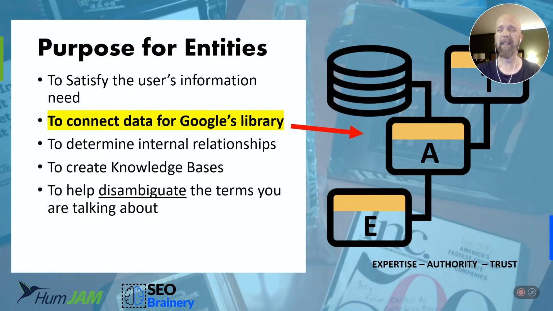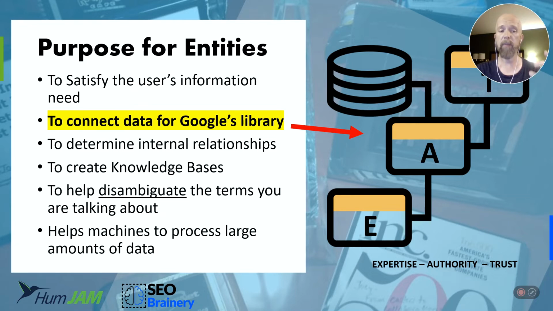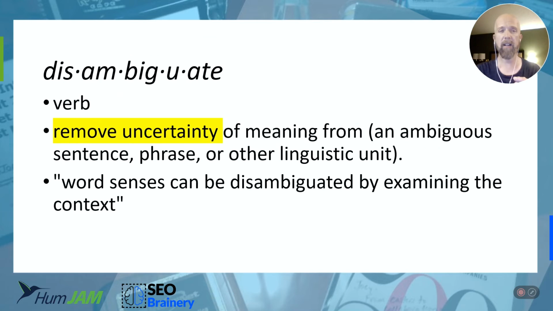Now, the purpose is to help, and I love this word, disambiguate the terms you're talking about. It helps machines to process large amounts of data and make sure that it's not talking about the same thing. So here's that big word, and I love this word. Use it in a sentence tomorrow if you can. Basically, disambiguate is to remove uncertainty from the meaning of a phrase.